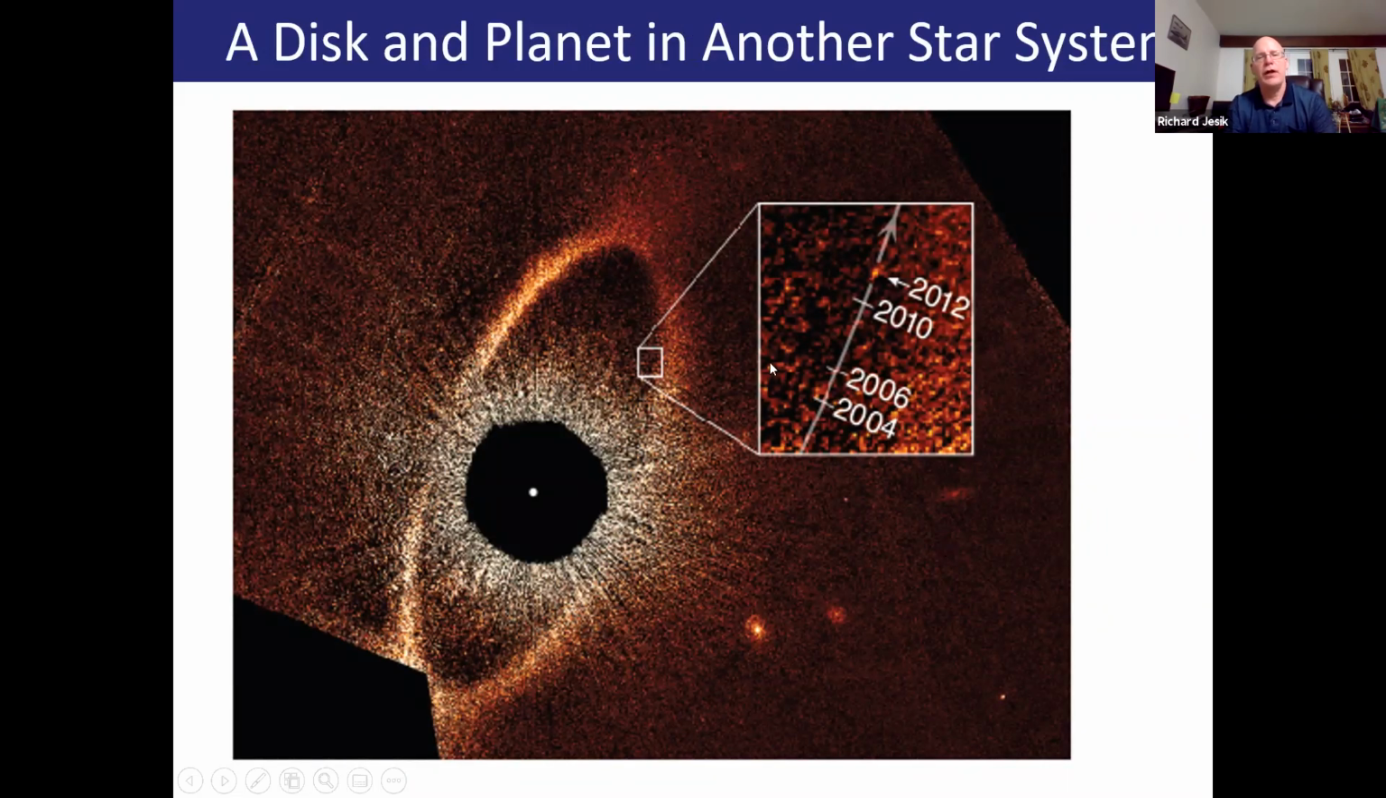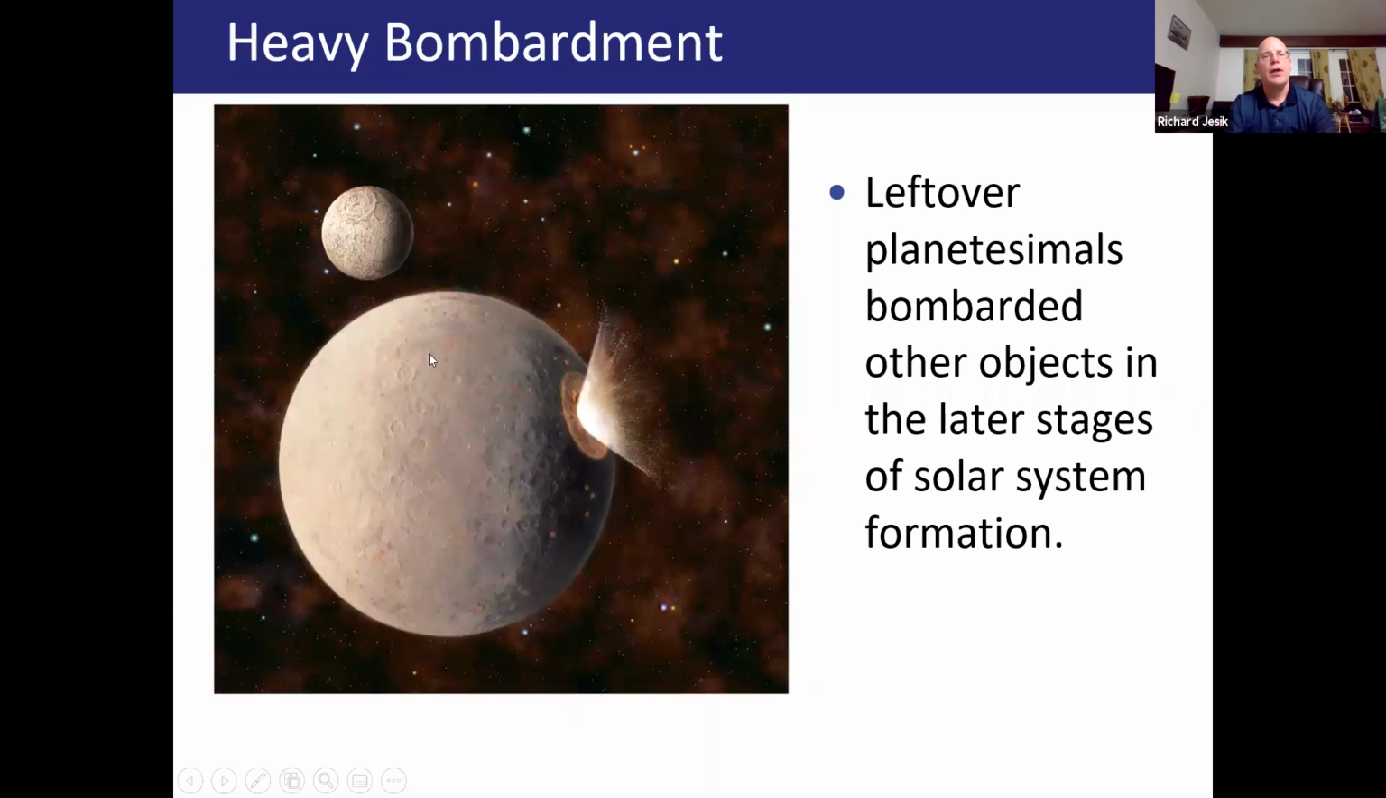Here's another image of another star system that has, we can see the ring disk, and we can actually see a little planet in here. We'll come back to this. This is an interesting system here. But so we see baby planets, we see protoplanetary disks surrounding stars all over the galaxy.